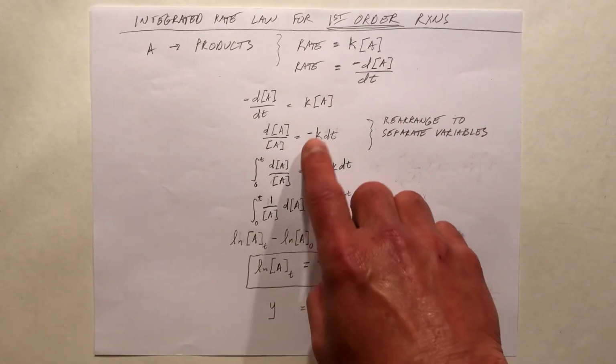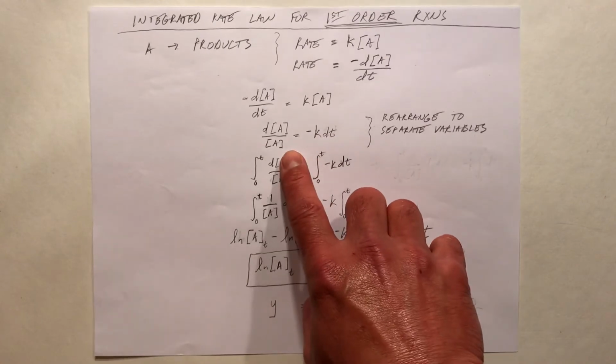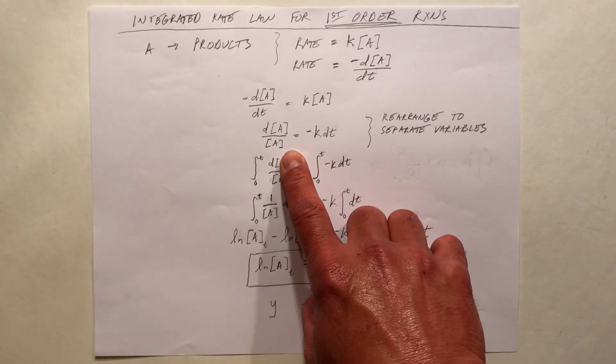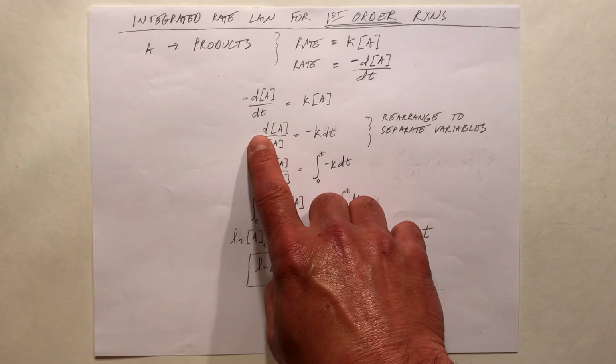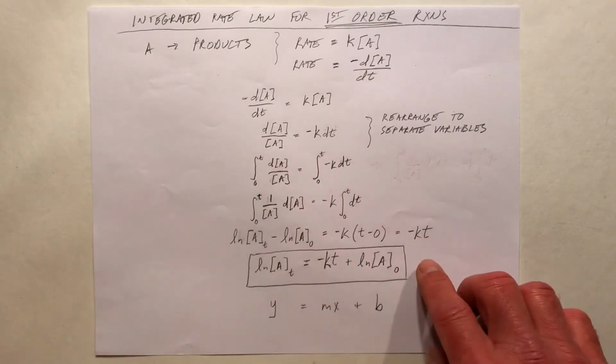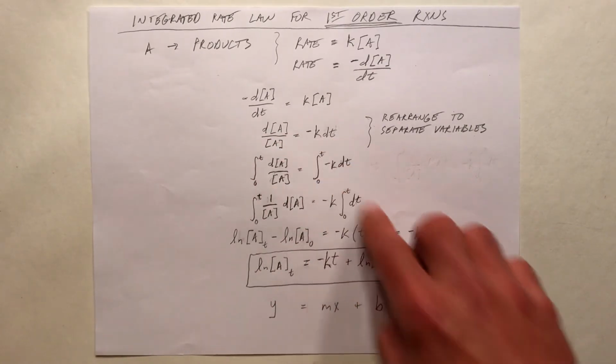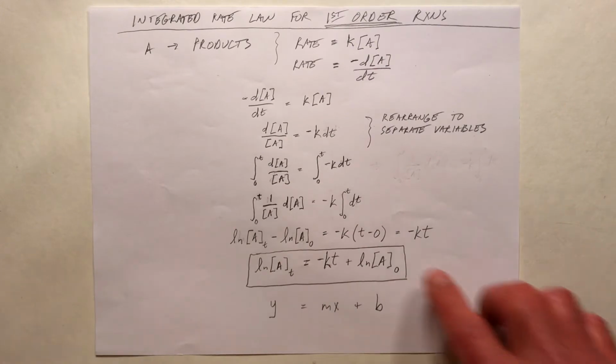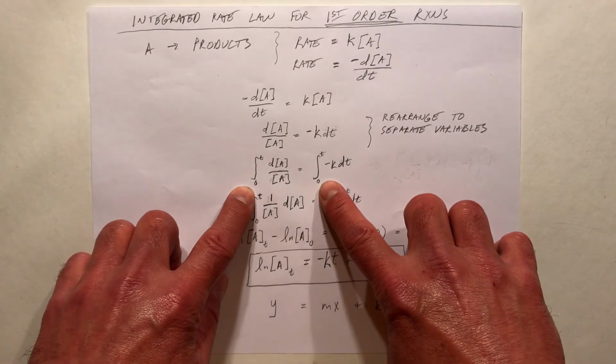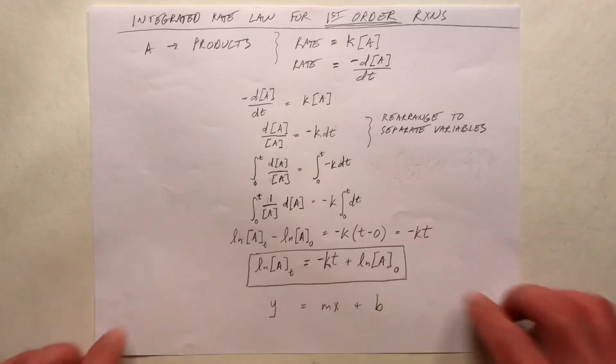Let's rearrange these two expressions so that we can separate the variables. So we have d concentration of A divided by concentration of A is equal to negative k dt. We're going to integrate both sides from a lower limit of 0 to an upper limit of t.